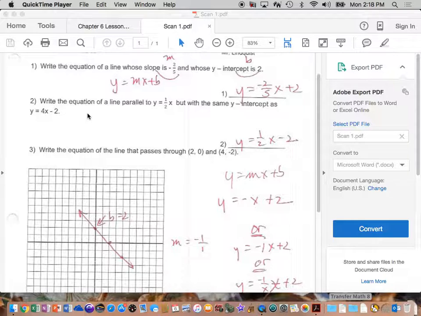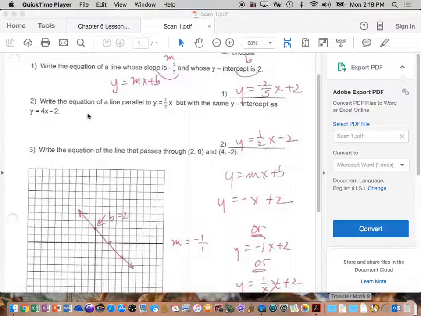On all three questions, 1, 2, and 3, it says write the equation of a line. And as soon as they start talking to me about writing the equation of a line, I need to think y equals mx plus b. And in the course of thinking y equals mx plus b, I look at number 1.